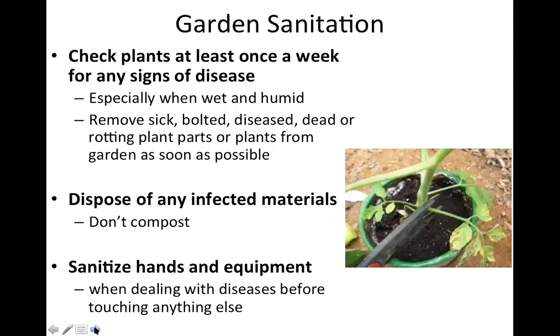Garden sanitation: when you see disease stuff, cut it out. If you see bad plants and sick plants, either cut out the bad part or remove the whole plant. Don't just let it deteriorate in your garden, because then it's going to be a vector for more diseases and insects and things.